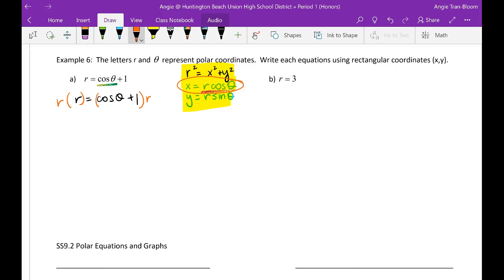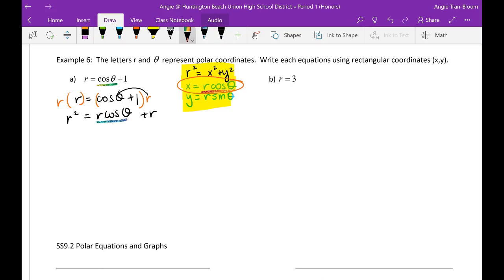Would you agree? I don't want to square both sides, which is also okay to do at times, but squaring both sides here is not going to help me on the right side. So that's why we are going to multiply both sides by r instead of squaring both sides. Again, you can square both sides and you can multiply both sides by r, but squaring both sides on this one will not help us. So r times r is r squared. Cosine times r, distribute, that's r cosine of theta. 1 times r is r.